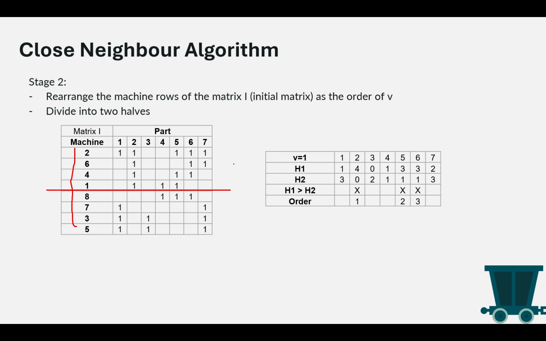And then after that we can calculate the half sums. Basically for this one is 1, and for this one is 3. If half 1 is greater than half 2, we can make a mark and order it as 1, like this. This one is 4, meanwhile the second half is 0, so we can mark it. Okay, 1, 2, 3, we got the order.